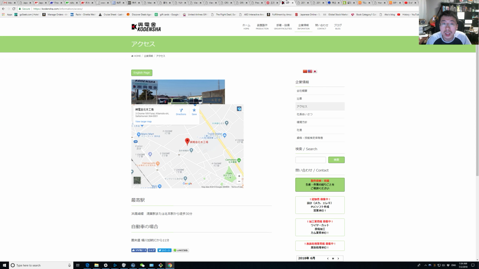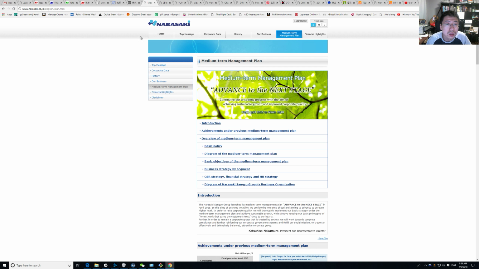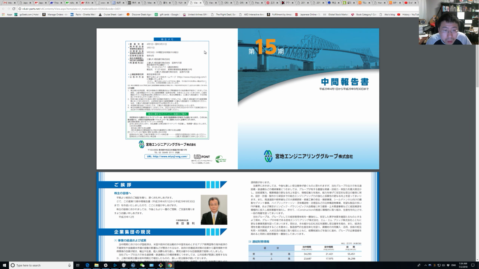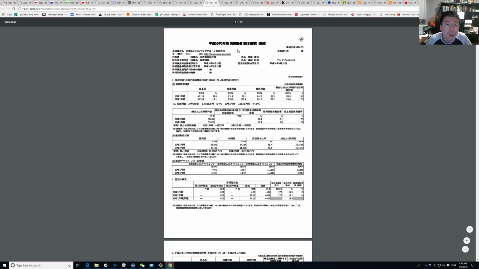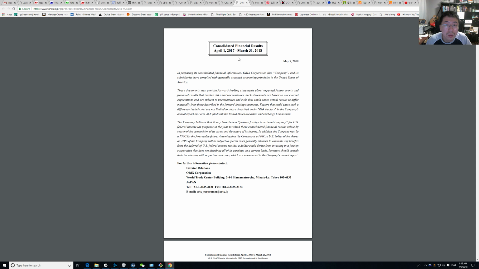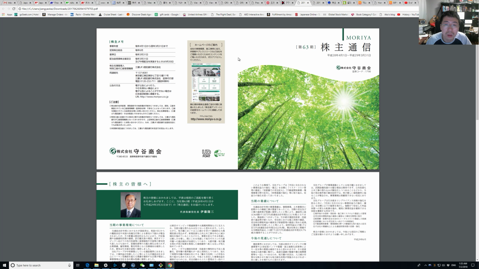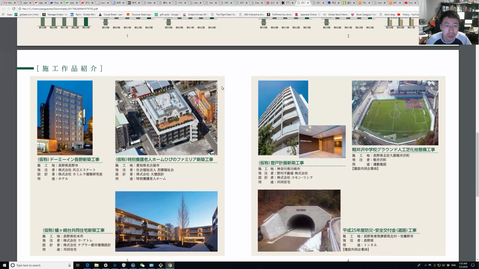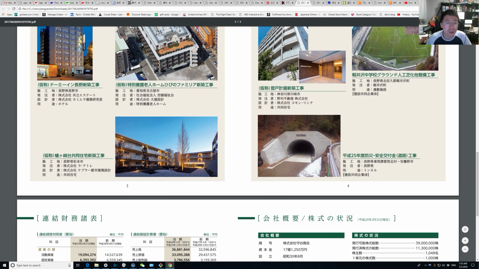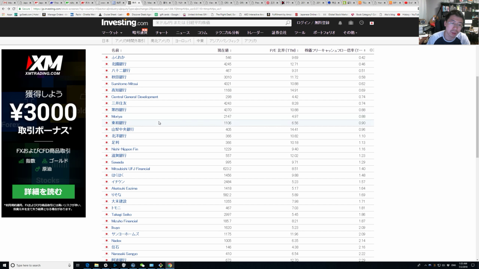And I was actually looking at this Moriya thing. Where is this? Where is my Moriya? Sanko Kodensha. Moriya, yeah, here. This guy is actually a construction company. So that's what we're finding. So on top of these, except these banks, you got construction companies.